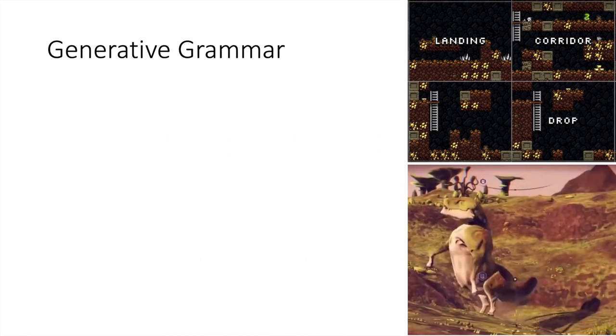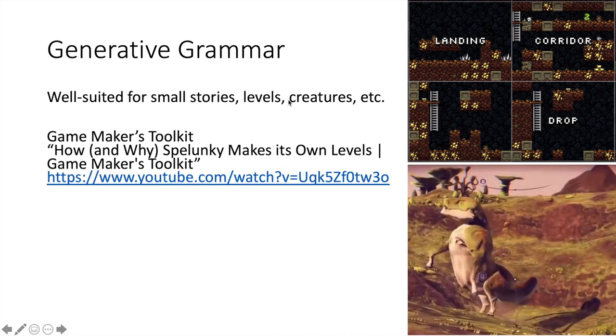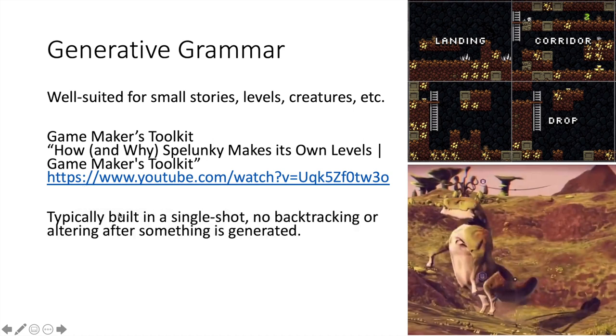Okay, so then we have generative grammars. The basic idea of a generative grammar is that it's well-suited, first of all, to small stories, levels, creatures, etc. There's a whole Game Maker's Toolkit video I really recommend, which talks about how Spelunky makes its own levels. We're not going to watch it here, but I really recommend stopping and watching it, especially if you're in my class. Hint, hint.